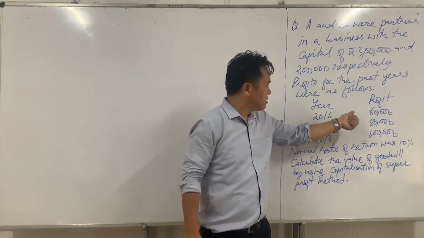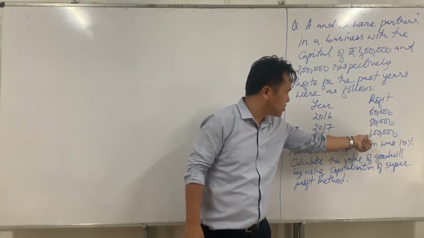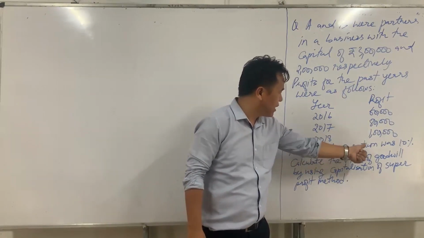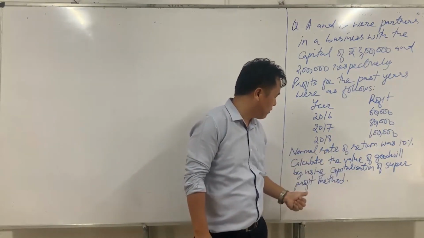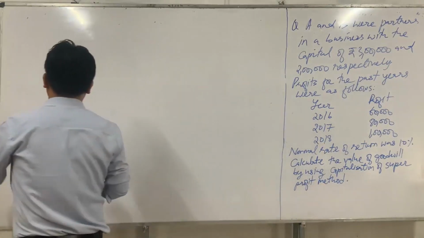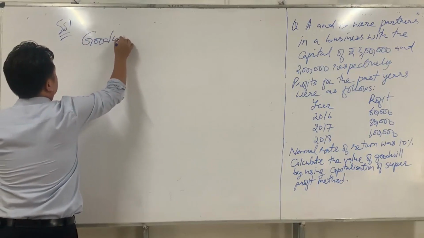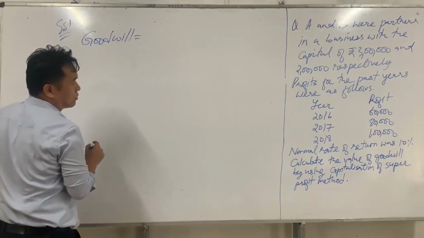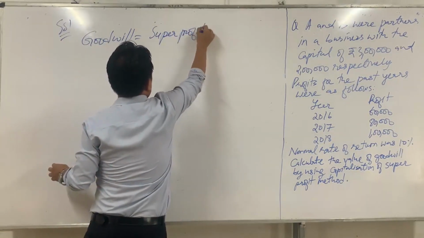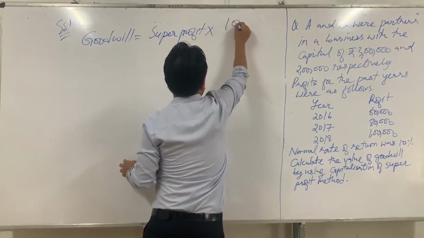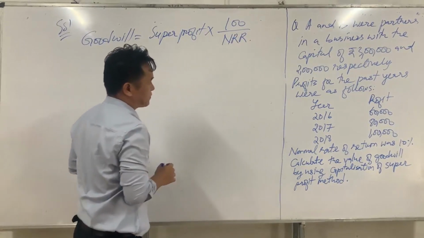In the year 2016, profit was 60,000. In 2017, profit was 80,000. And in 2018, profit was Rs 1 lakh. Normal rate of return was 10%. Calculate the value of goodwill by using the capitalization of super profit method. Okay. So here, goodwill is equal to super profit multiplied by 100 divided by normal rate of return.